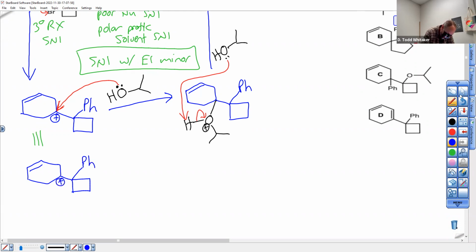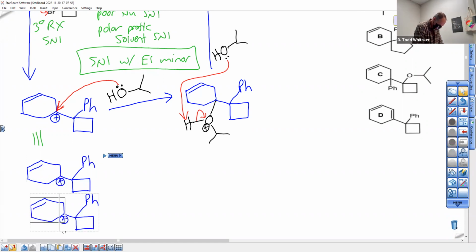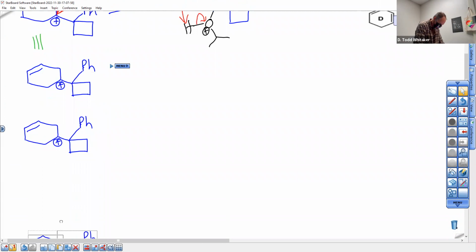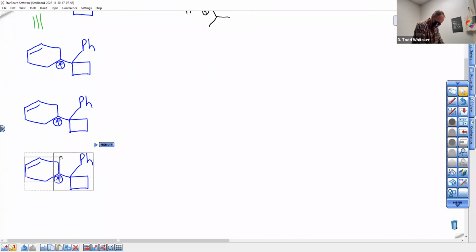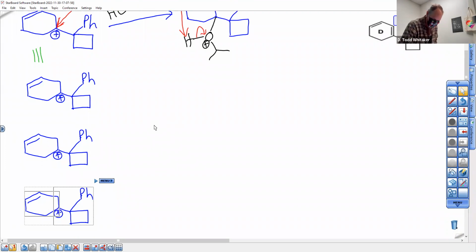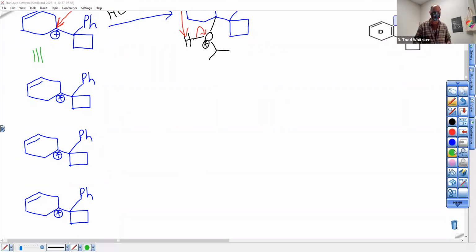I can copy paste it now though. So I would go ahead and do that on your test too. If it's an SN1, draw as many cations as you have products. Got it? There's 4 products listed. I'm going to need 4 of the same cation. There's only one cation possible.